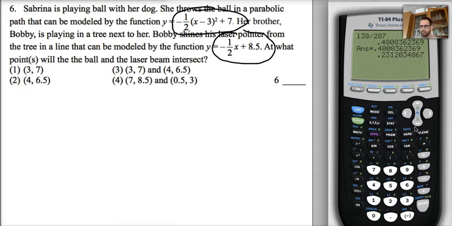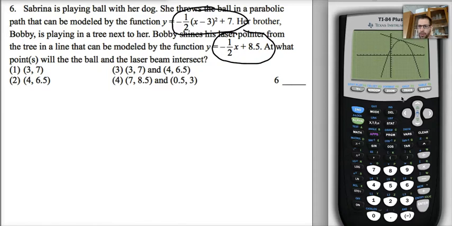So I'm just going to solve it by graphing. So in my y1, I'll do a fraction, and I am doing -1 over 2 parentheses x minus 3 parentheses squared plus 7. In y2, I'm going to do -1, do a fraction again, half, and then it's going to be x plus 8.5, graph. All right, so I've got my standard window settings. Here comes the ball, and here is the laser pointer.